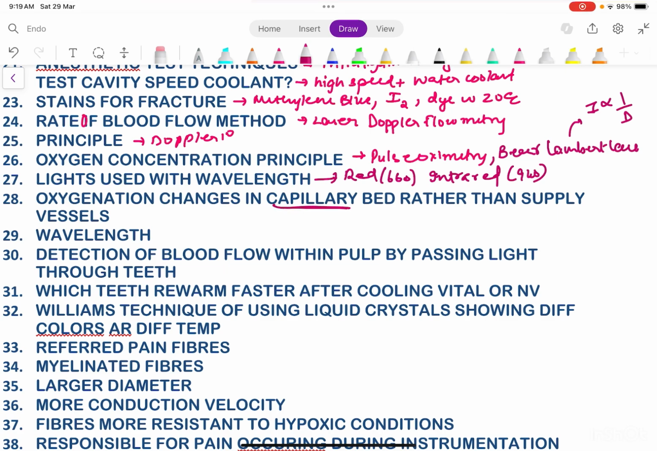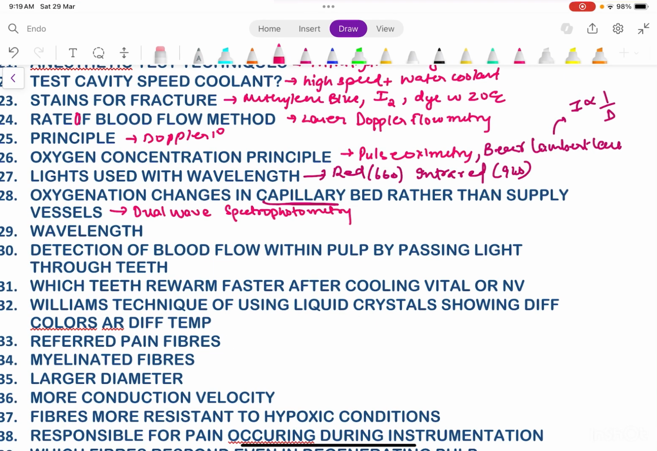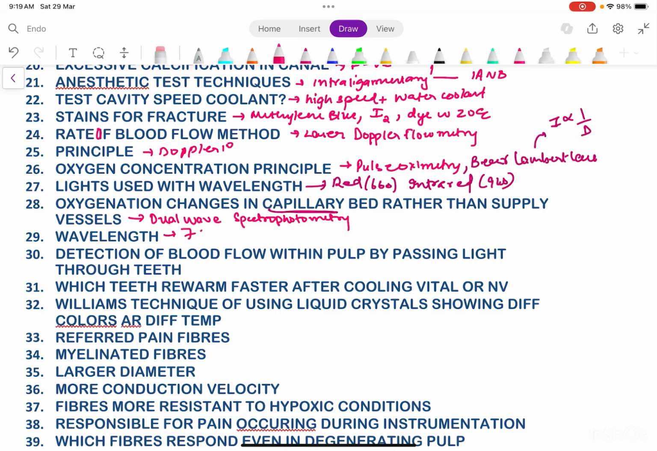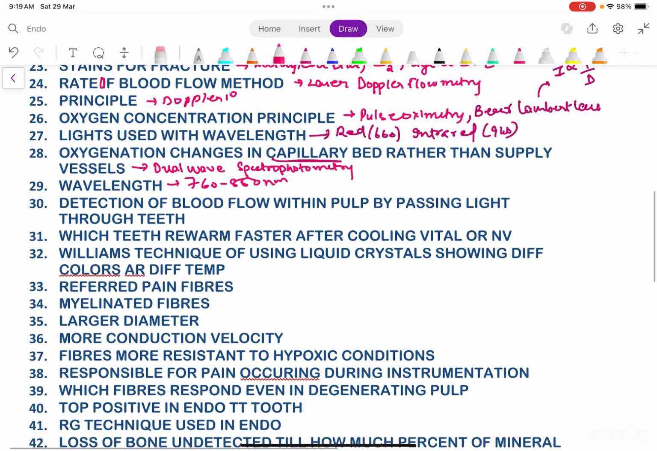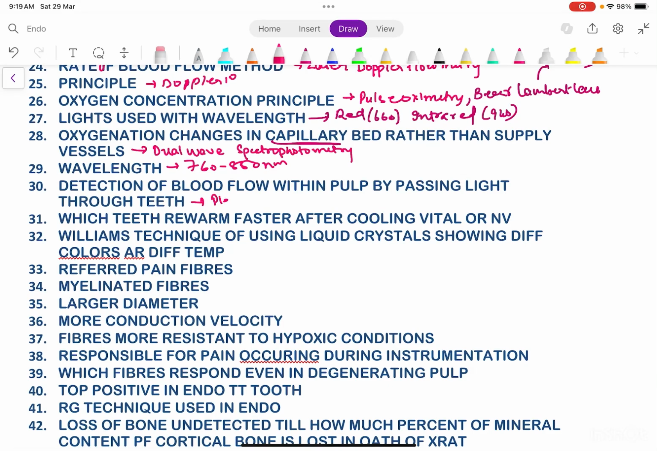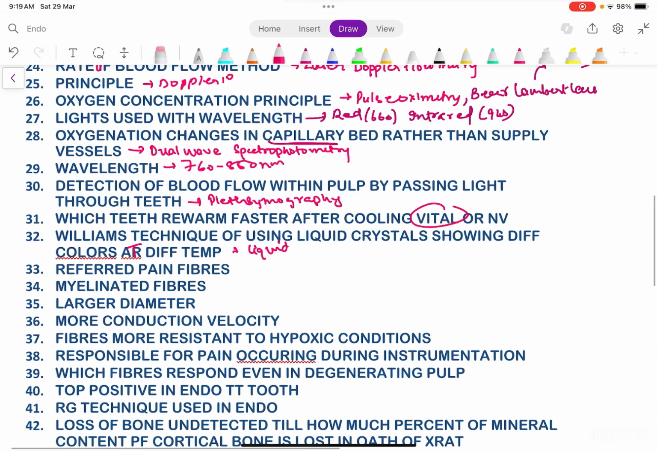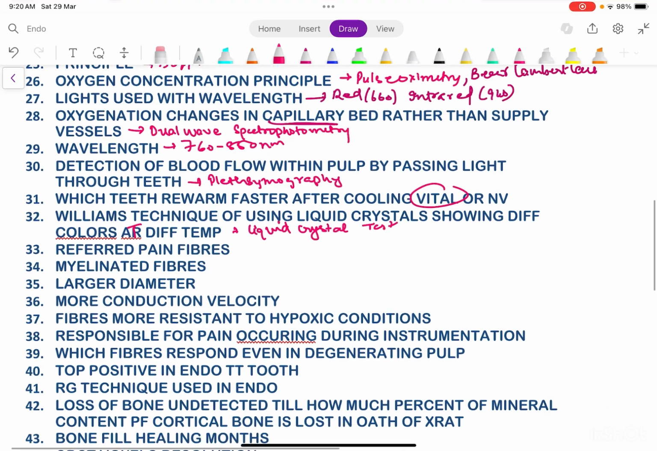When we talk about the rate of blood flow, we are talking about laser Doppler flowmetry. If it is the capillary bed, we are talking about dual wavelength spectrophotometry, and the wavelength is 760 to 850 nanometers. Detection of blood flow within the pulp by passing light through the teeth is plethysmography. Which teeth reform faster after cooling, vital or non-vital? Vital. Williams' technique of using liquid crystal showing different colors at different temperatures is the liquid crystal differential color test.